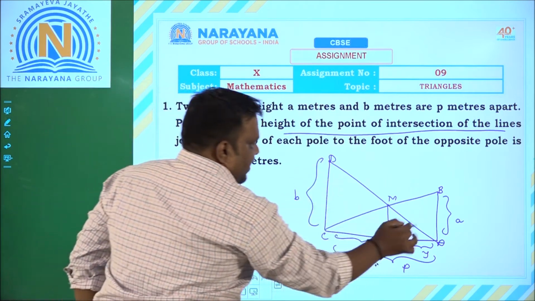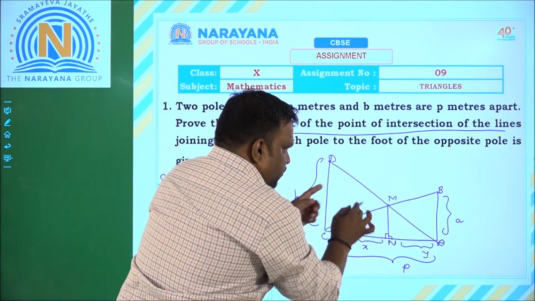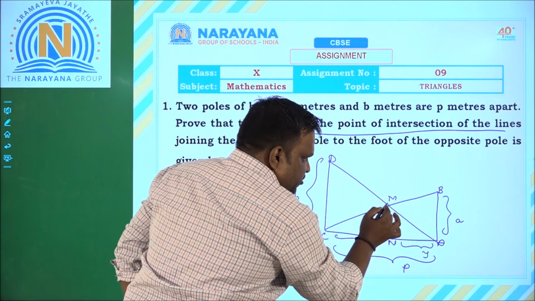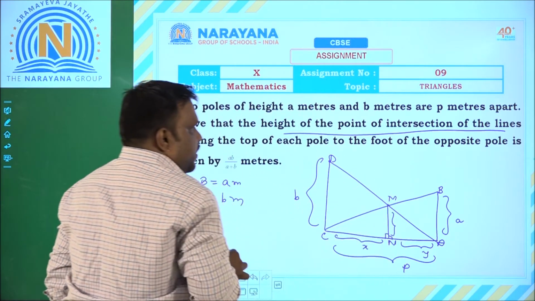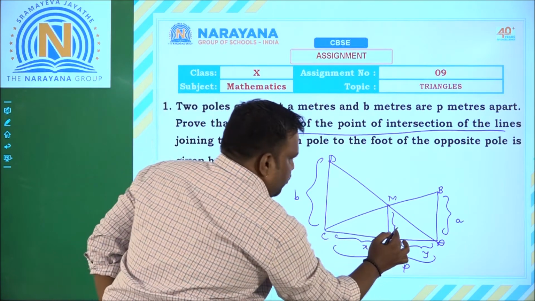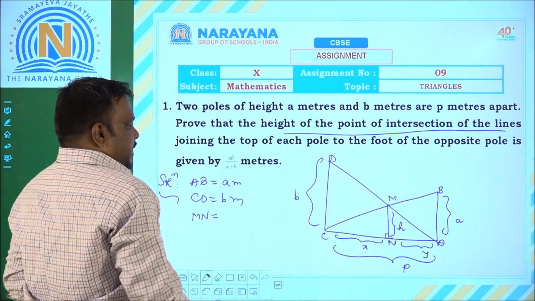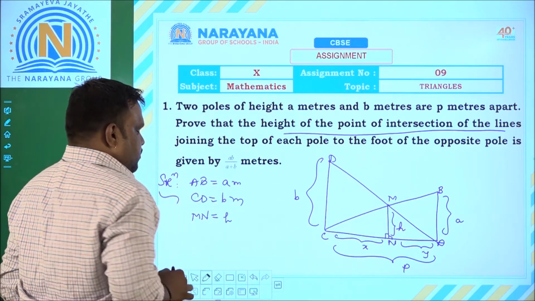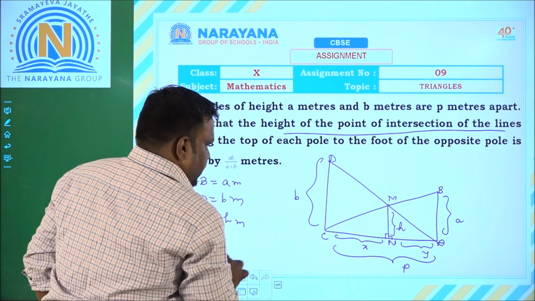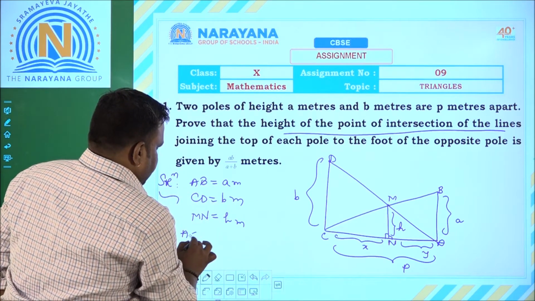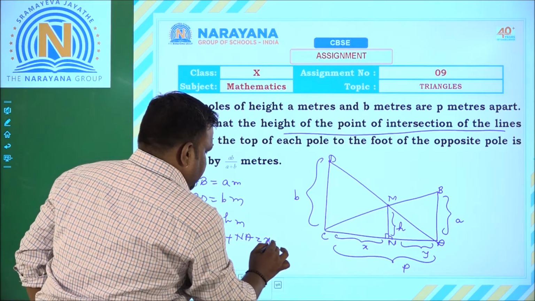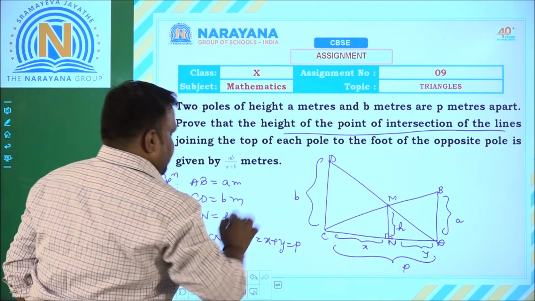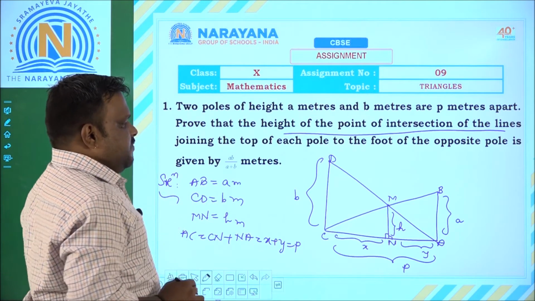So these are the lines which are joining from the top of the pole to the foot of the opposite pole. The point of intersection is M. So this M is at a height, and this height is AB by A plus B. I have to prove that. Let us suppose MN is equal to H meters. Next, AC is equal to CN plus NA, that is nothing but X plus Y, which is equal to P. Right? These are the given things for us.